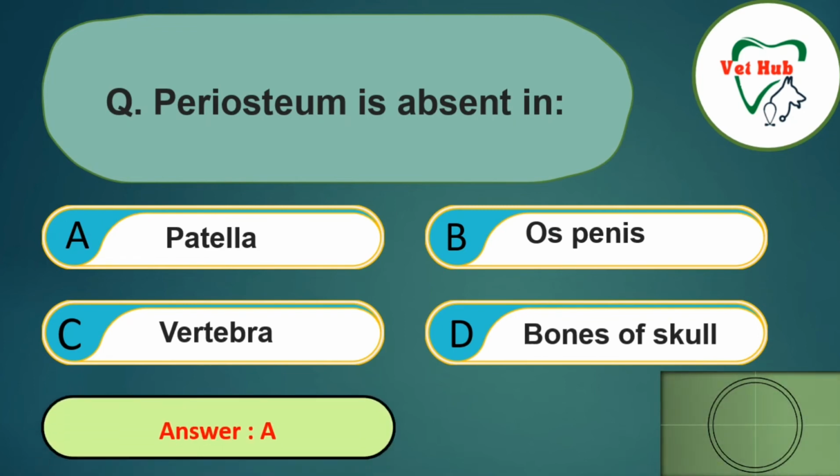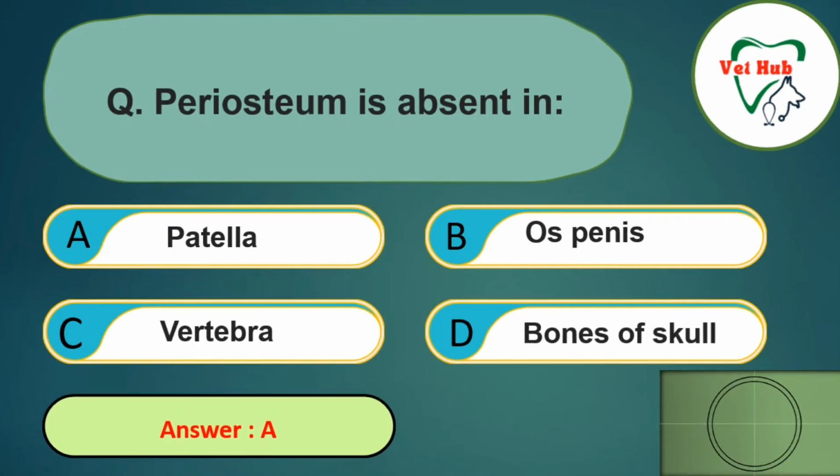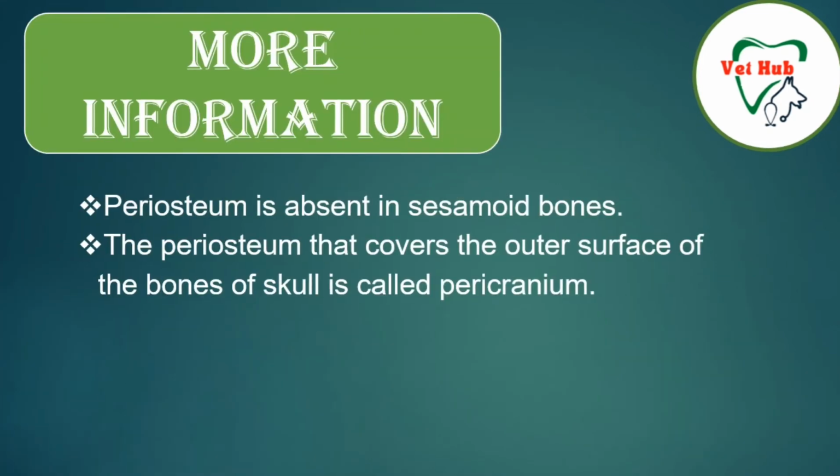And the correct answer is option number A, patella. Patella is a sesamoid bone which lacks periosteum. The periosteum that covers the outer surface of the bones of skull is called pericranium.